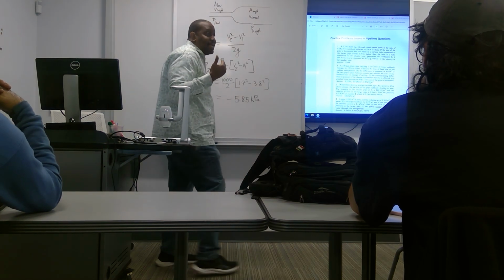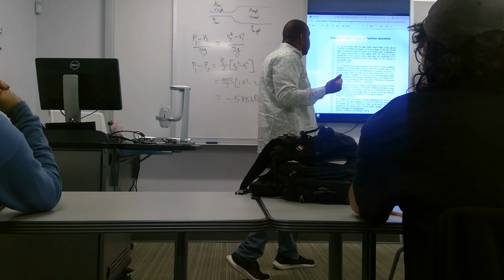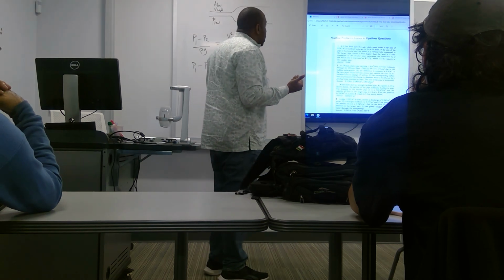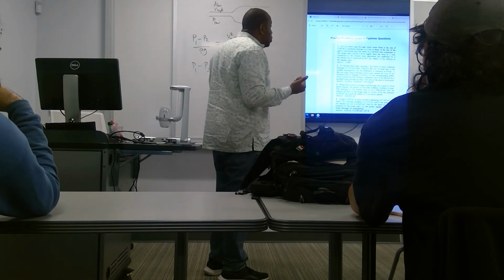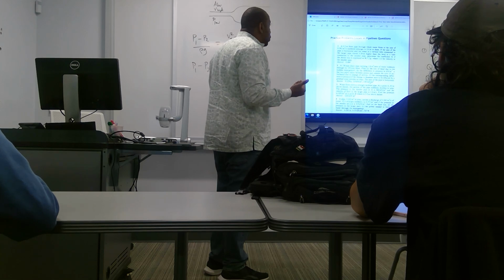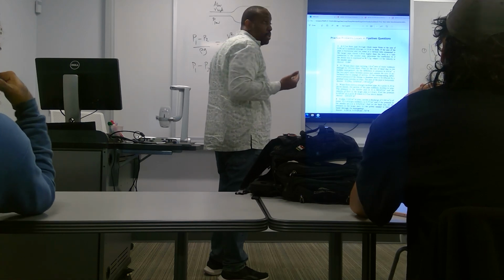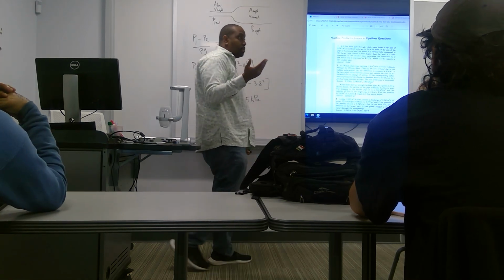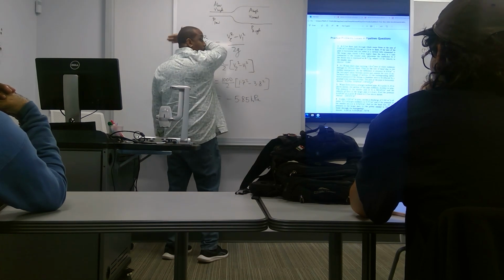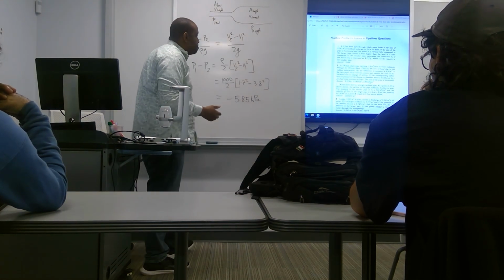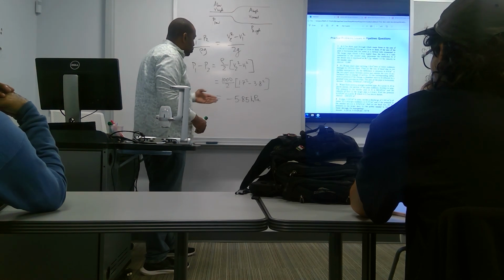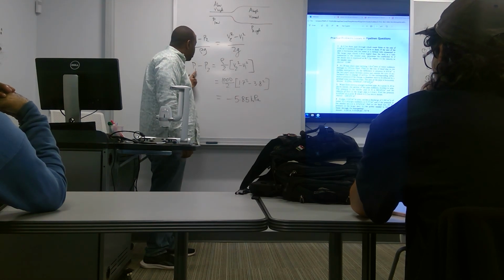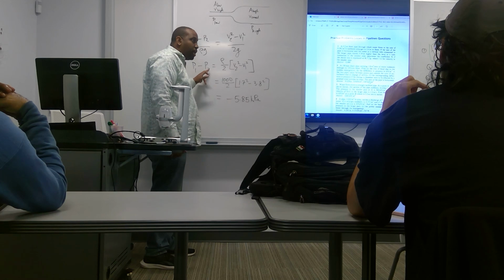Now it didn't tell us the direction, I think. We don't even know what direction this thing is flowing. It could be going this way. But since we have P1 minus P2, we know that P2 has to be bigger.